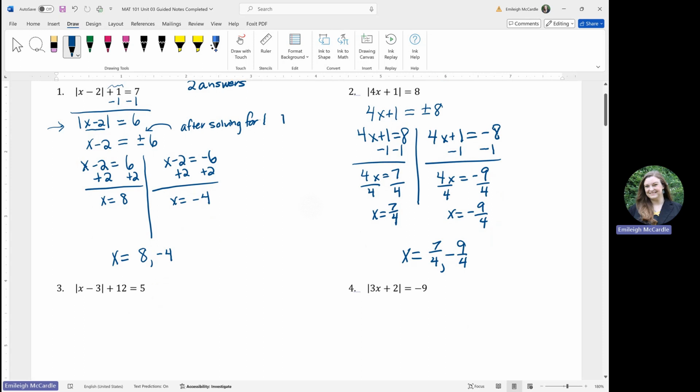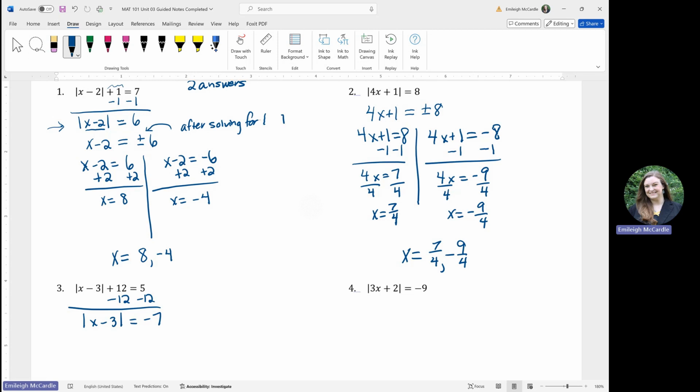All right, let's look at number 3. So number 3, our absolute value is again not by itself. So we want to move the 12 over by subtracting first. That's going to give us the absolute value of x minus 3 equals negative 7.